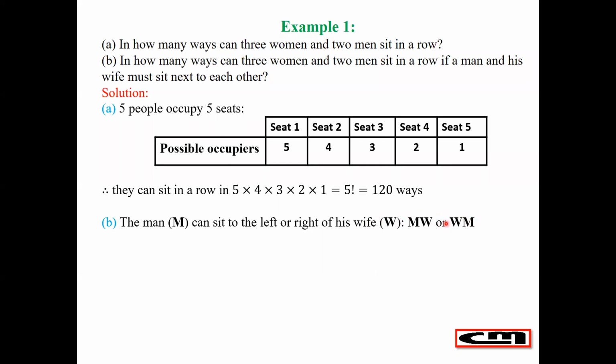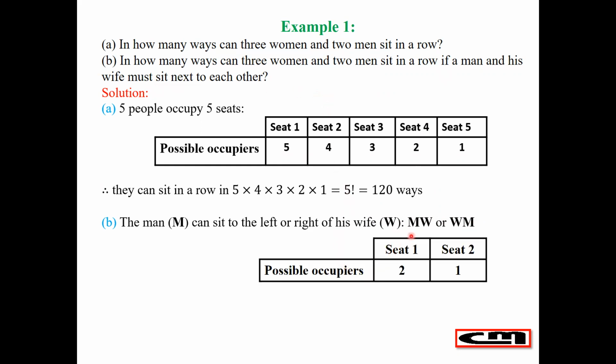But then this analysis is not important because it's not part of the problem. The problem we have is we want to make sure as we make our arrangements, the man and his wife are next to each other, right? So if we are now to analyze in how many ways the 2 of them can sit in the 2 seats, here is seat number 1. Possible occupiers: any of the 2 can sit here. Then once it's filled, we are left with 1, who can sit on seat number 2.